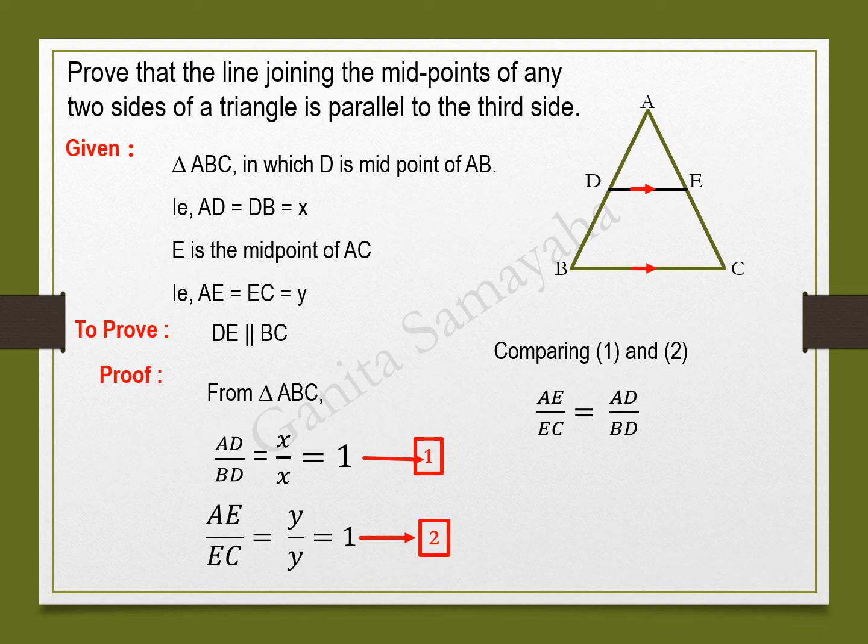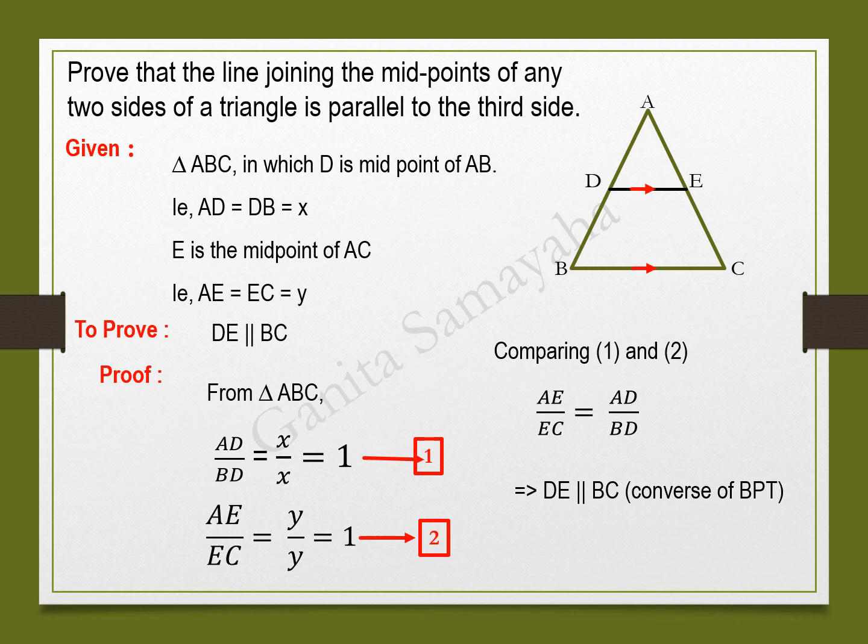Okay. So if AD by BD equals AE by EC, what does it tell us about DE and BC? They are parallel to each other according to the converse of BPT. Is it clear, children? And that is what we need, and we have established it.